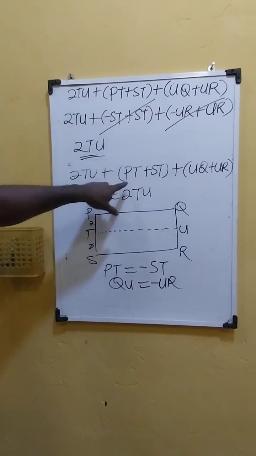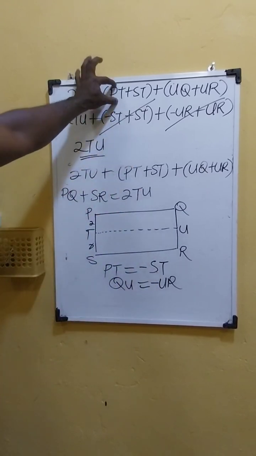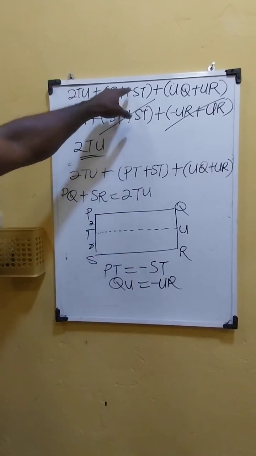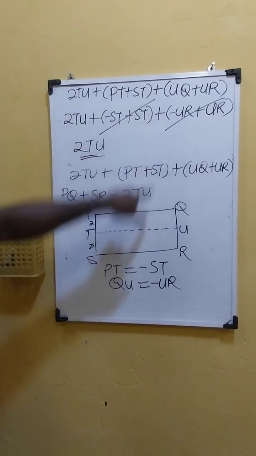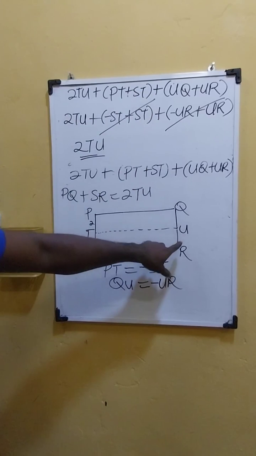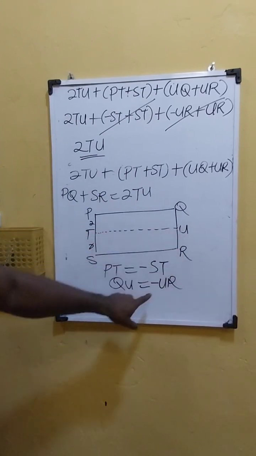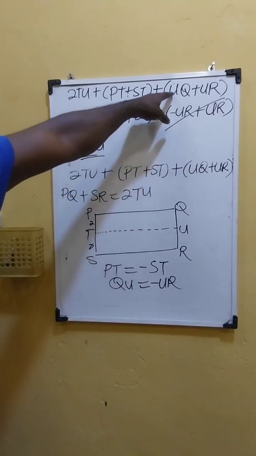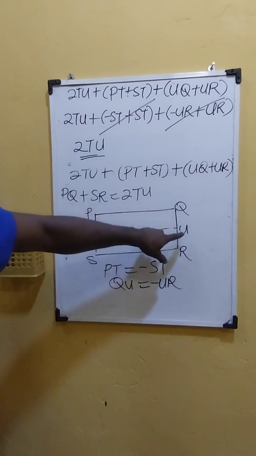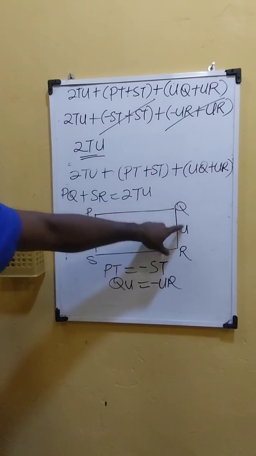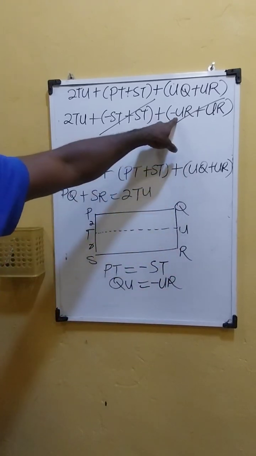So you take 2TU plus PT. What is PT? We got PT as minus ST. So you replace it to be what? Minus ST. Then you bring down the plus, you bring down the ST, you bring down this plus again. So we have QU is equal to what? Arrow U minus arrow U. So you substitute the value of UQ or QU, which is equal to minus U arrow, into this part.